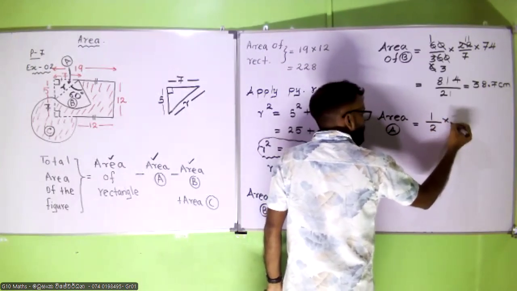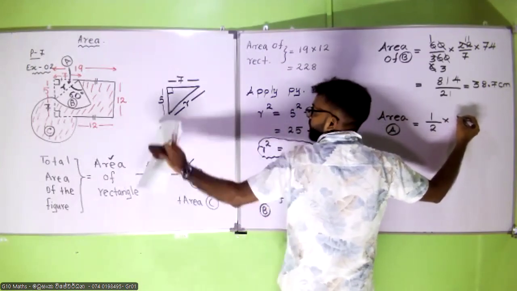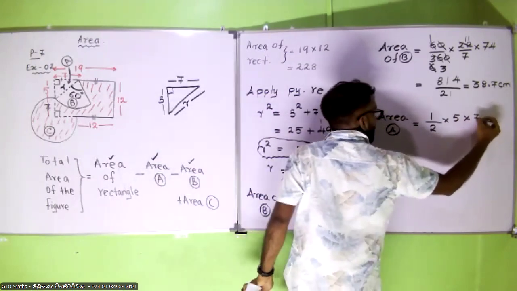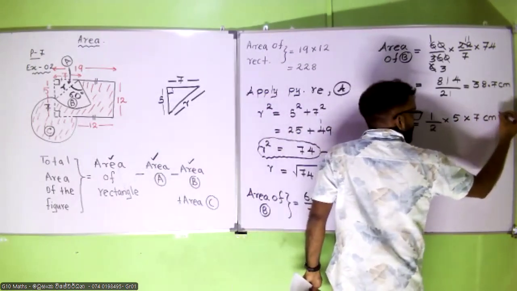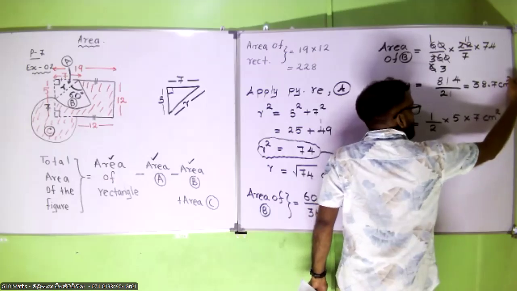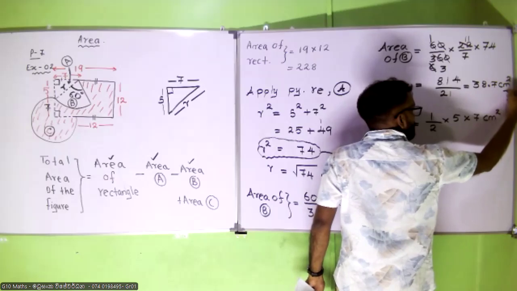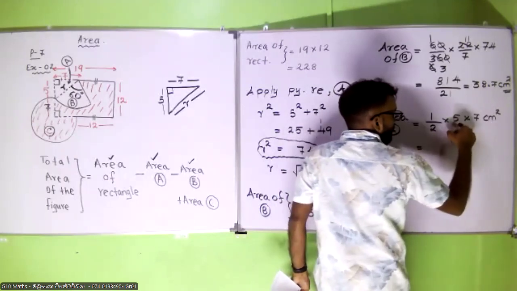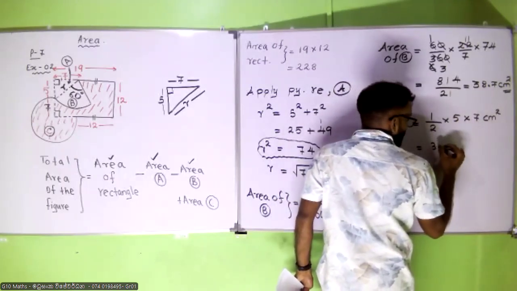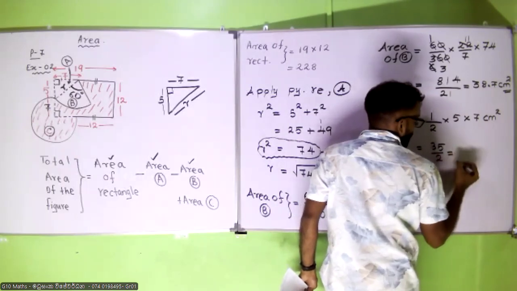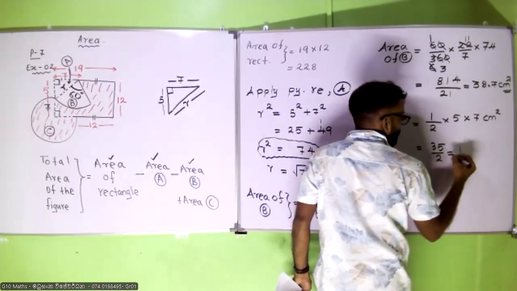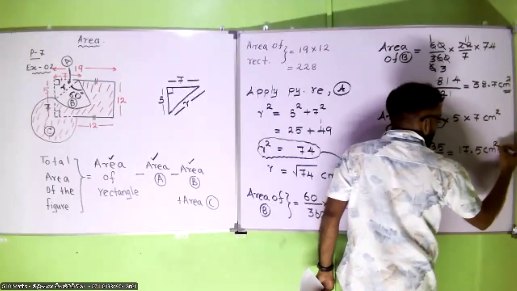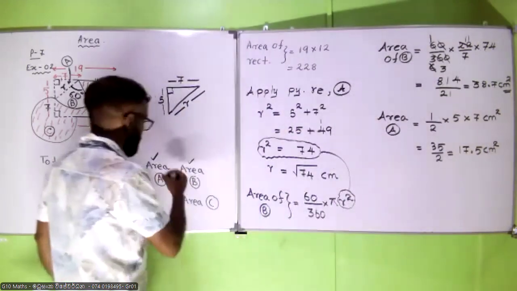Half multiply length of base. I will take 5. Multiply the height. Height is 7, right? Here also centimeter to the power 2, because area, right? Square centimeters. 5 into 7, 35. 35 divided by 2. So what is the value? 17.5 square centimeters. That is also done.